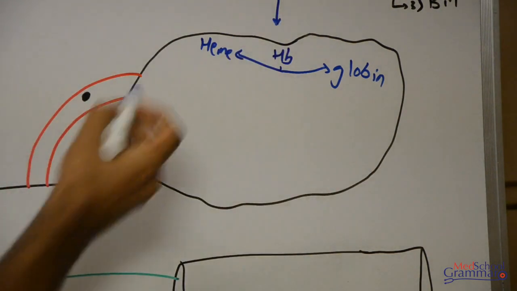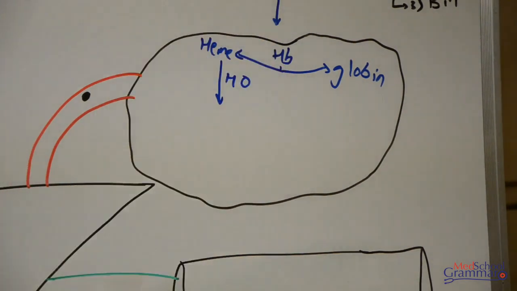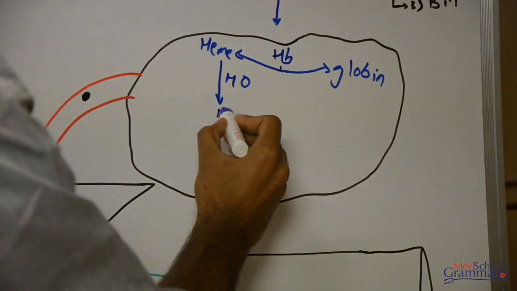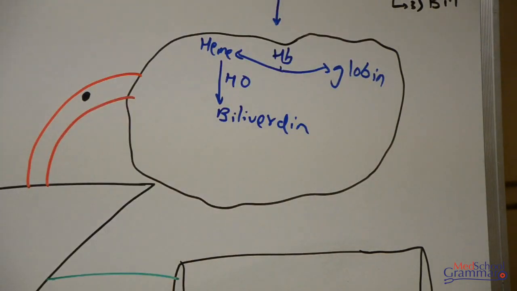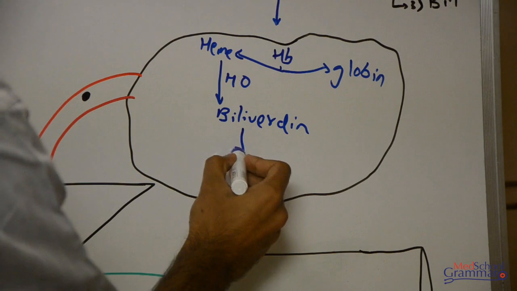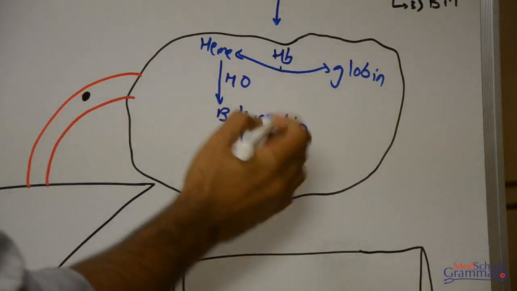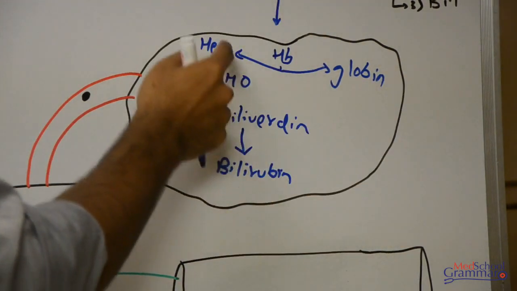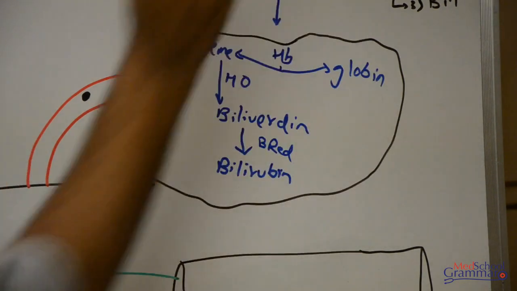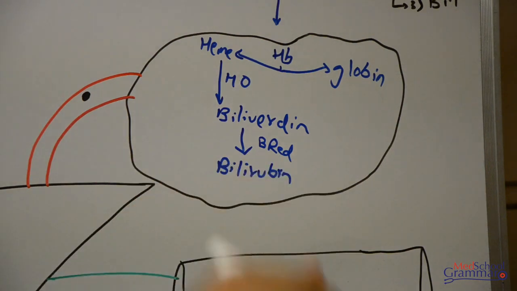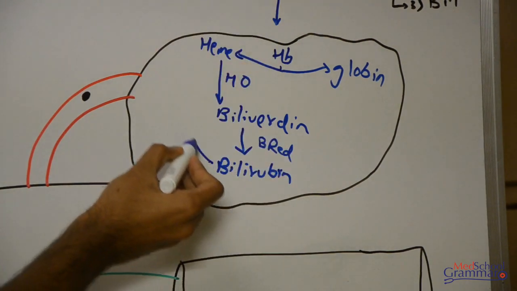Now, what happens here is that heme is acted on by an enzyme called heme oxygenase to form biliverdin. Now, biliverdin undergoes a reduction reaction to form bilirubin, and the enzyme is biliverdin reductase. Here the enzyme is heme oxygenase, and here the enzyme is biliverdin reductase. Okay, so bilirubin has been formed. Now, this bilirubin is released from the macrophages into the blood.